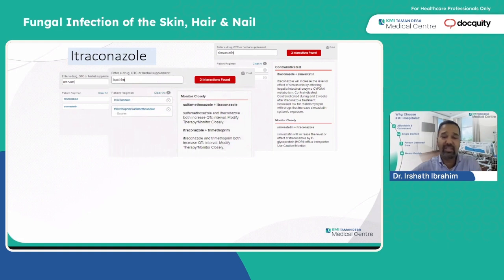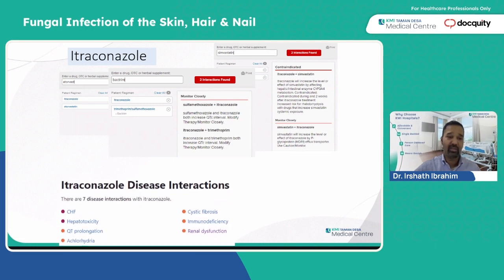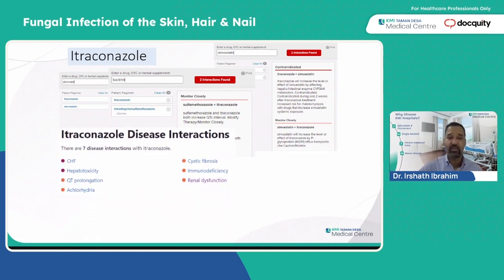But having said that, patients with HIV are on Bactrim and antiretroviral therapy, so those drugs will interact with itraconazole or fluconazole. But if they have esophageal candidiasis or oral candidiasis, we still give it, despite the adverse drug-to-drug interaction. Other considerations like heart failure, liver toxicity, prolonged QT, achlorhydria, cystic fibrosis, renal dysfunction, and immunodeficiency are some of the disease interactions associated with itraconazole. So please be cautious when patients have these kinds of conditions.